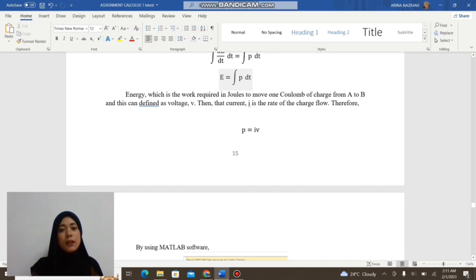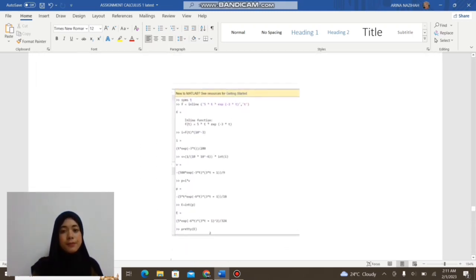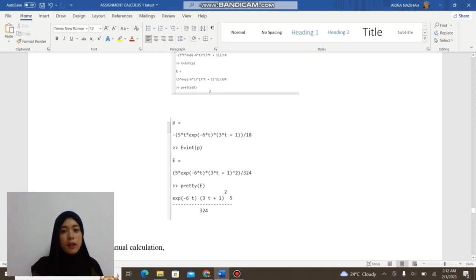Energy is the work required in joules to move one coulomb of charge from A to B, and this can be defined as voltage V. Then the current I is the rate of the charge flow. Therefore, P equals IV. By using Matlab here, syms t until pretty E. So this is how we get the answer.